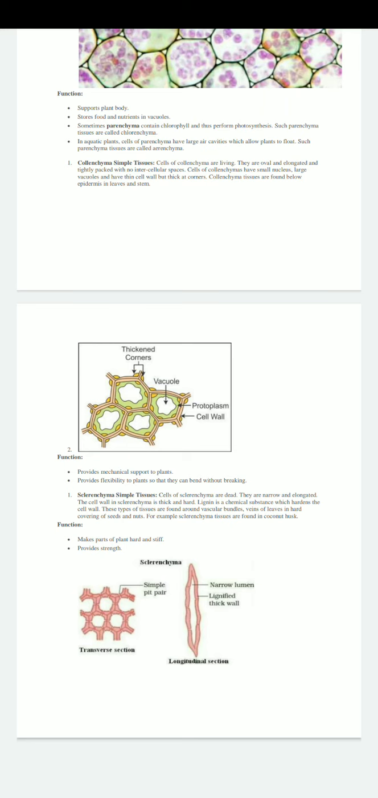These types of tissues are found around vascular bundles, veins of leaves, and in the hard covering of seeds and nuts. For example, sclerenchyma tissues are found in coconut husk. Now, what are the functions of sclerenchyma? It makes the plant parts hard and stiff. It provides strength. Now, understood all of you?